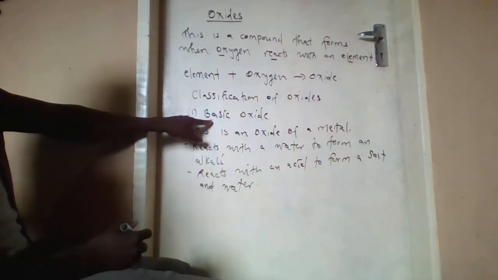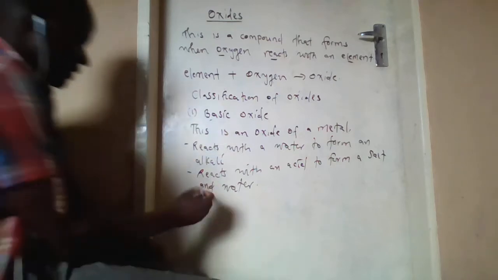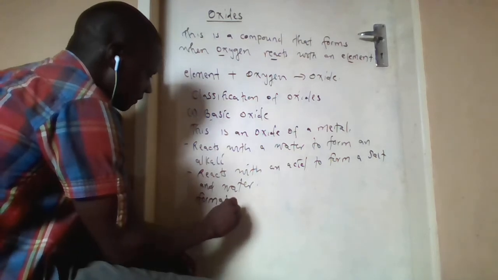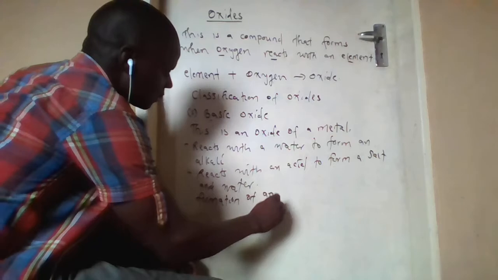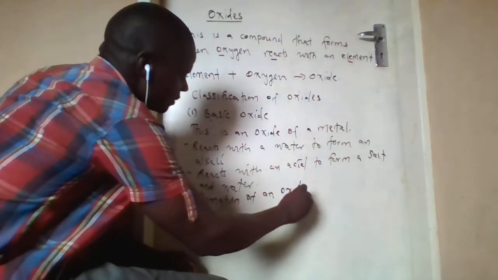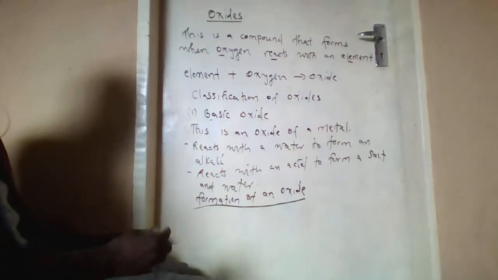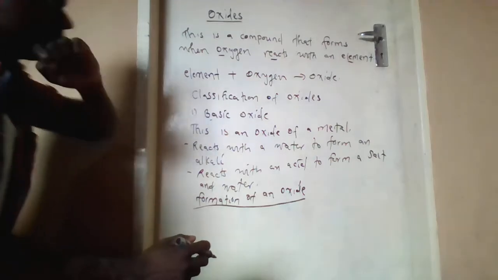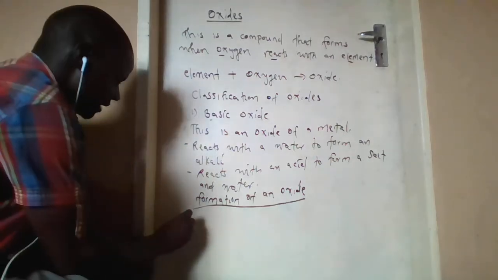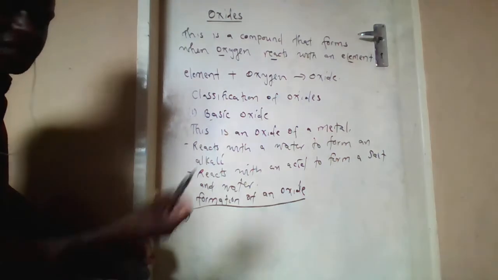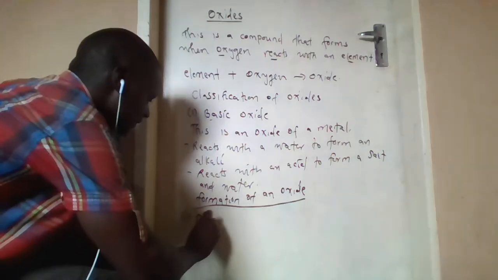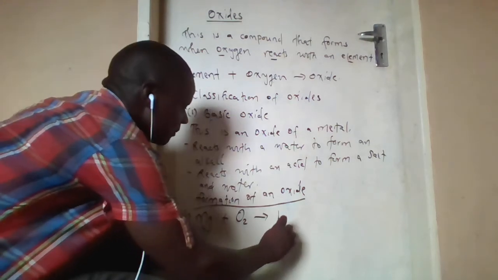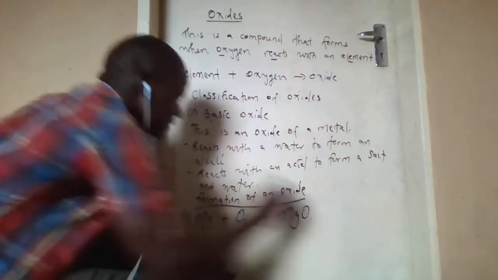So how can you demonstrate the formation of an oxide? This oxide, how is it formed? So we are saying you need to have a metal which reacts with oxygen to form an oxide. Number one, the element that we can look at is magnesium. So when you have magnesium plus oxygen, then you're going to form magnesium oxide.